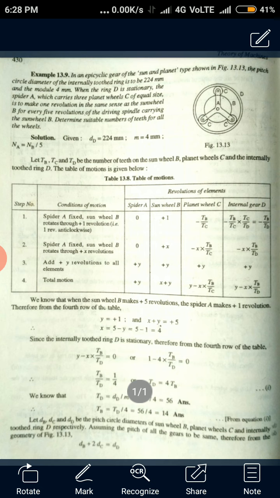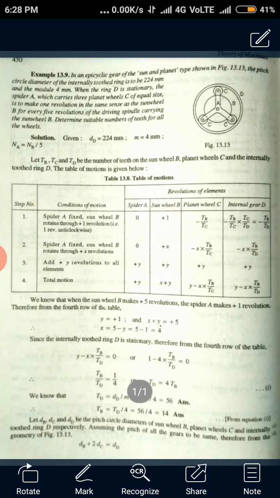Now once you form the table, coming to the condition: arm or spider A makes 1 rotation, and at that time the sun makes 5 rotations. Since the direction is not given, we take anti-clockwise as positive. From the table, spider speed is plus y, so y equal to 1. From the table, sun wheel B speed is x plus y, so x plus y equal to 5. Solving that, we get x equal to 4. So now we know x equal to 4, y equal to 1.